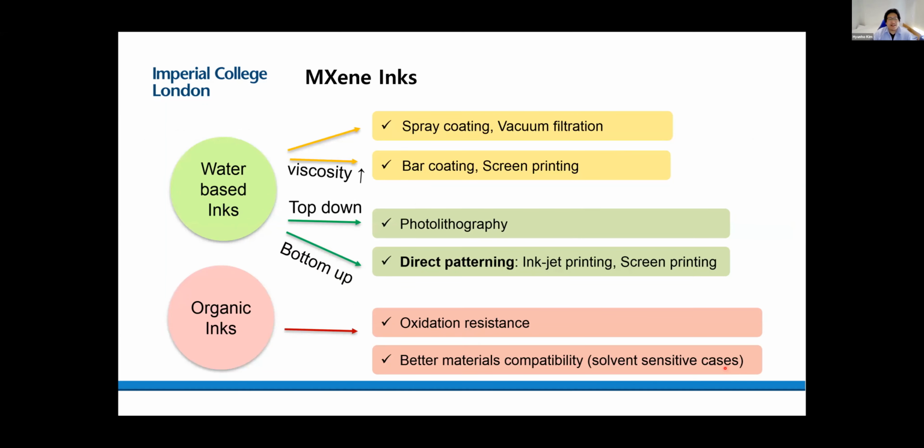So water-based MXene can be used by spray coating or vacuum filtration to create thin films, or for high viscosity solutions, for example at higher concentration or with some additive, we can use bar coating and screen printing, which is under development. And these MXene solutions also can be patterned by conventional photolithography, or instead of the lithography technique, we can use direct patterning such as inkjet printing or screen printing.